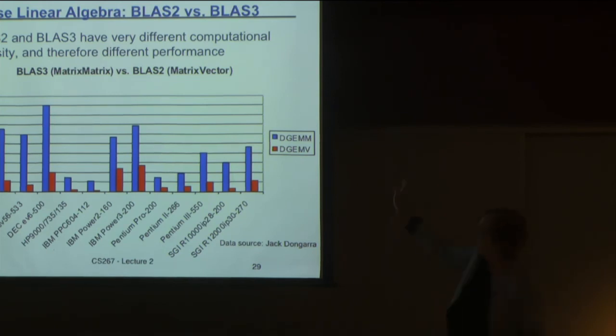So this is looking at a number of different machines. This is BLAS 3 DGEMM, as it's called, and then matrix-vector, DGEMV. You can see across machines that you get quite a bit better performance, and this is a fixed problem size, I think, of about 500.